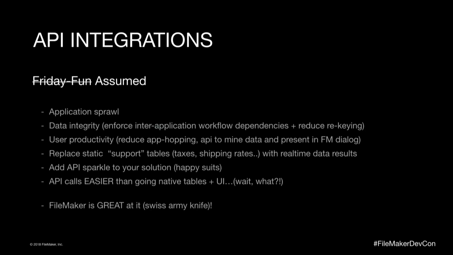Productivity is an obvious one. We don't want to be hopping around back and forth with apps, cutting and pasting data. In the past, we'd keep static tables of shipping rates, taxes, that type of stuff. That's kind of a bummer because it's static data, right? API Sparkle. If you walk into any meeting with some suits and you say API, you're like the golden person, right? So it's just a good thing to have on your tool belt. And to be honest, jury's out, you can decide, but I think APIs are sometimes easier than doing native tables.